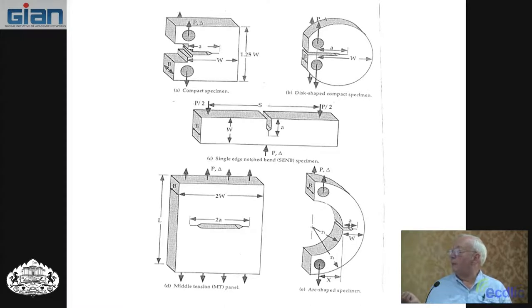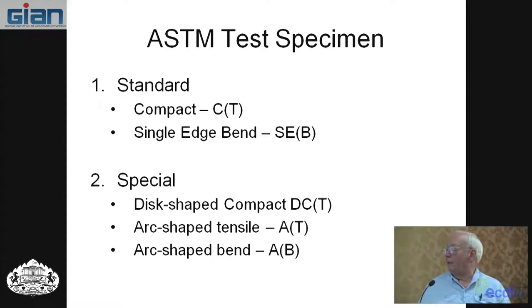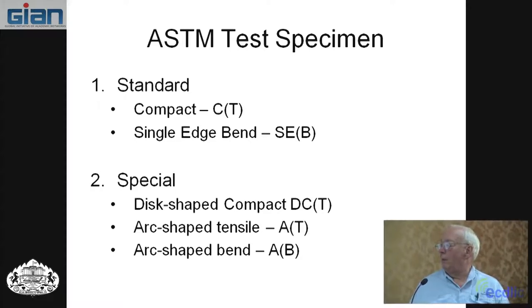ASTM has a nomenclature, and they have a first letter and then one in parentheses, or two letters. For example, here, single edge, and then parentheses B. This means it's tested in bending, disc shape, compact, DC, parentheses T means it's tested in tension.